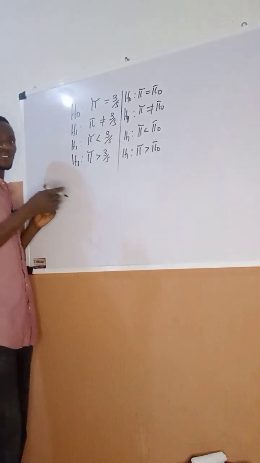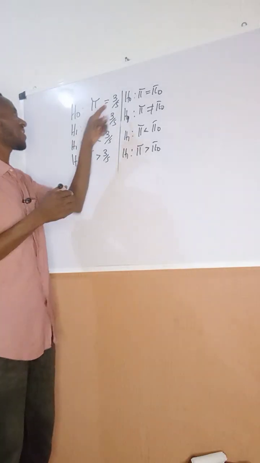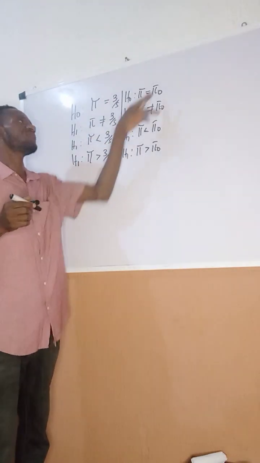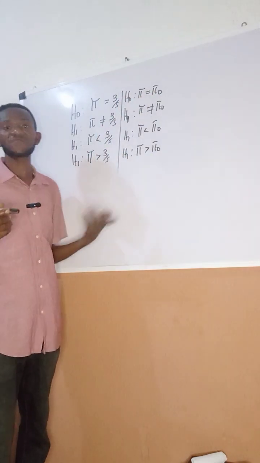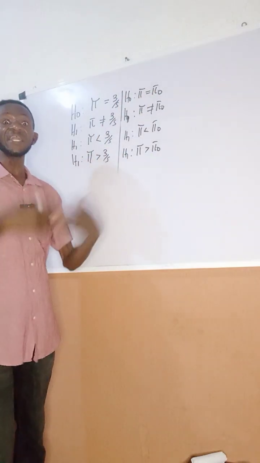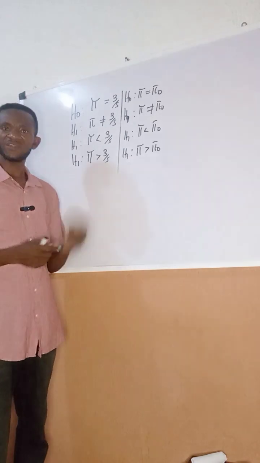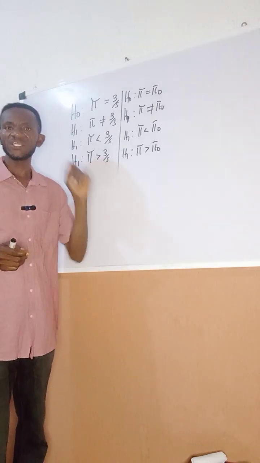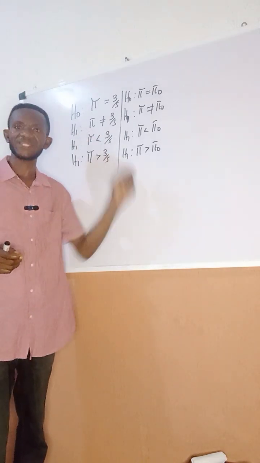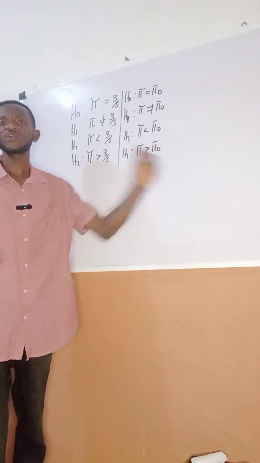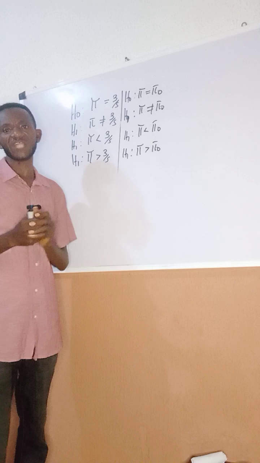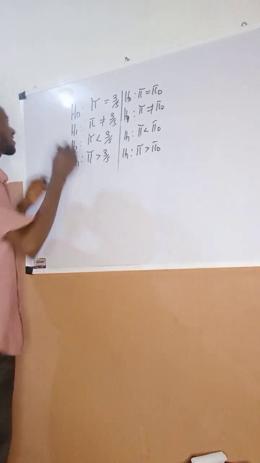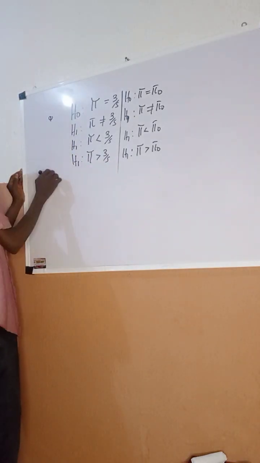These and these are the same, only that here we are specific about the value of pi 0. And here pi 0 is not specified, and therefore it can take any particular value. That is the first thing that we need to do each time we want to conduct any particular test: we must first of all state the hypothesis, which includes the null and the alternate hypothesis.